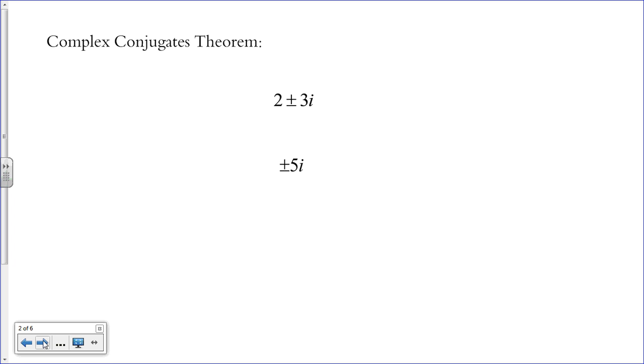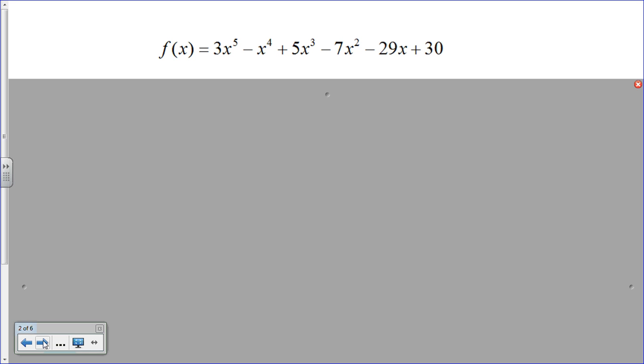For example, 2 plus or minus 3i, or plus or minus 5i, plus or minus i. Anytime you have i in your answer, there's always a plus or minus in front of it. So imaginary answers are always going to travel in plus-minus pairs. Which means when you're looking at a function like this, you know that the degree is 5, the highest exponent is 5, and therefore there are 5 x-intercepts, or 5 solutions. However, not all of them are necessarily real.